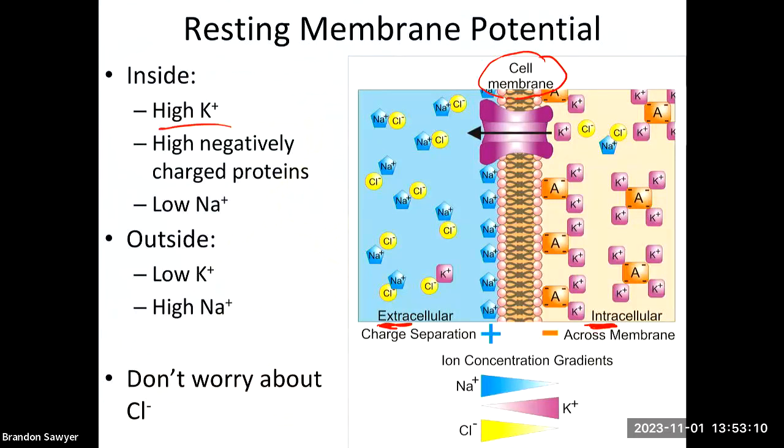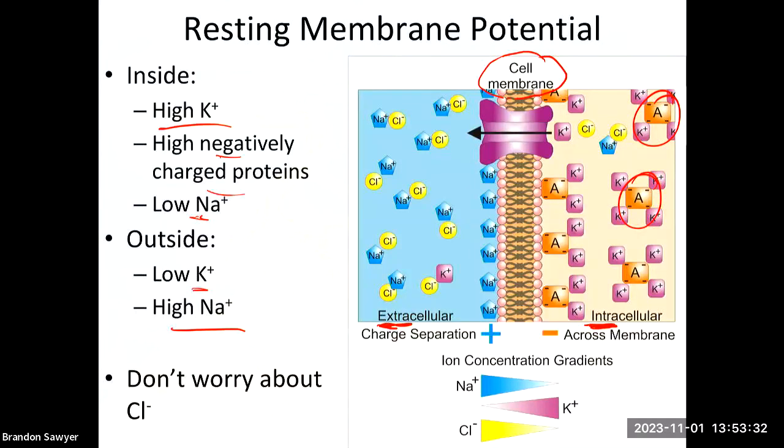So the inside has high potassium, and the outside has high sodium. The inside also has these A's with negative charges, which are trying to represent negatively charged proteins. And we have low sodium on the inside, low potassium on the outside. So that's kind of our starting place.